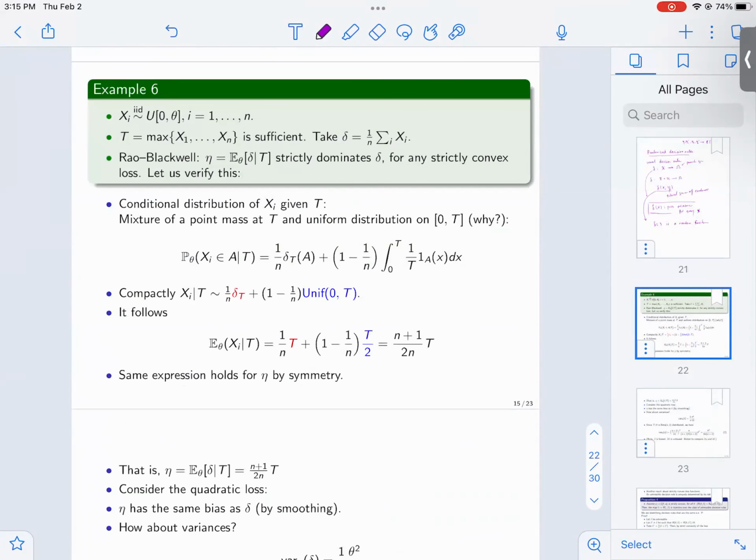Next time, we're going to do a concrete example to show how this machinery works. Thank you.